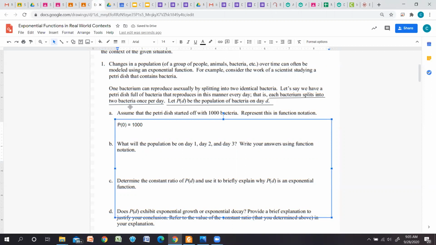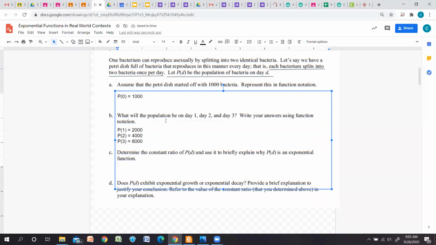Next, what will the population be on day 1, day 2, and day 3? Write your answers using function notation. Okay, day 1, that's P of 1. We multiply the output by 2, so we get 2,000. On day 2, it's P of 2. Again, we multiply by 2, since the population doubles. Then on the third day, once again, the population doubles to 8,000. That's what we have to write for that. So as we can see, with function notation, we can express very succinctly the population on the first 3 days.